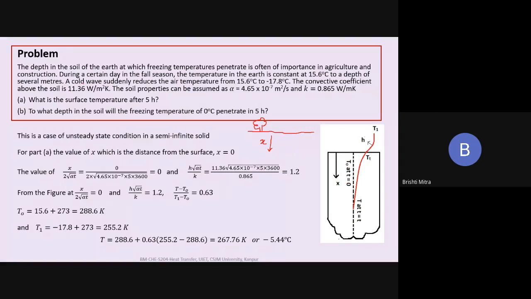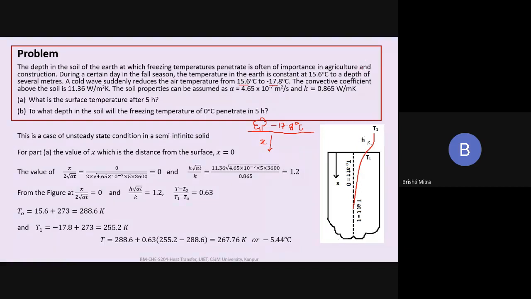Then what do they say? A cold wave suddenly reduces the air temperature from 15.6 to minus 17.8. So initially the temperature everywhere, above and below, was 15.6 degrees centigrade. Then you suddenly have a cold wind blowing at this particular temperature, and the temperature on the surface becomes minus 17.8 degrees centigrade.